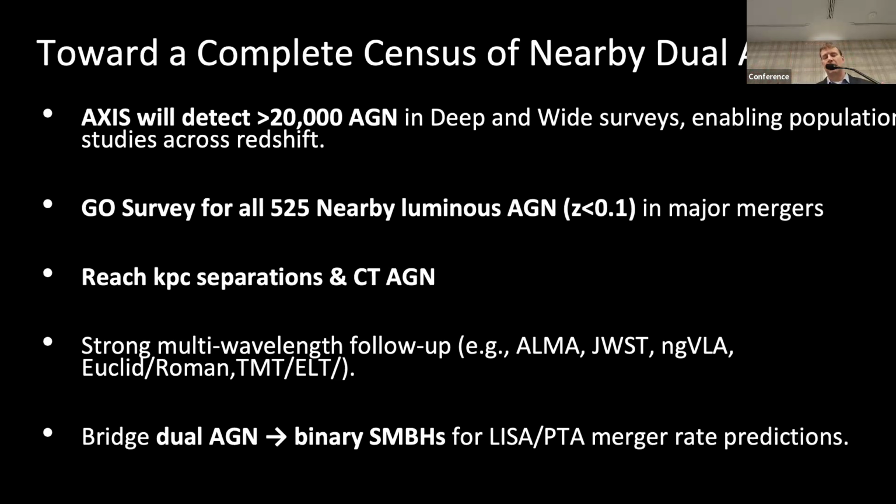Another critical point is that dual AGN really allow us to bridge the gap between binary AGN and gravitational wave detection. So they're very critical to understand. Thank you so much.